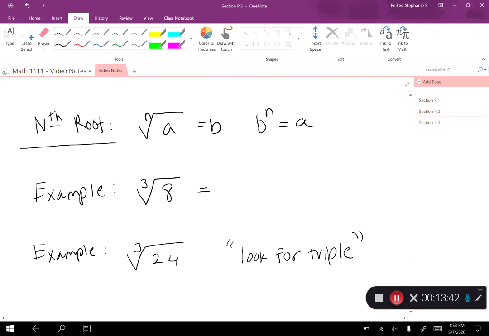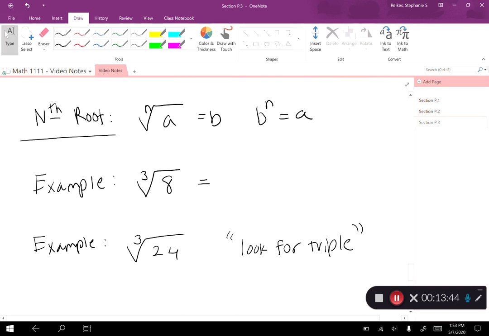The next thing I want to mention is nth root. So if the nth root of a equals b, that means b to the n equals a. So let's take a look at the cube root. The cube root this time means what times what times what gives me that value. So cube root of 8 specifically, so what times what gives me 8, and you would tell me that's 2.